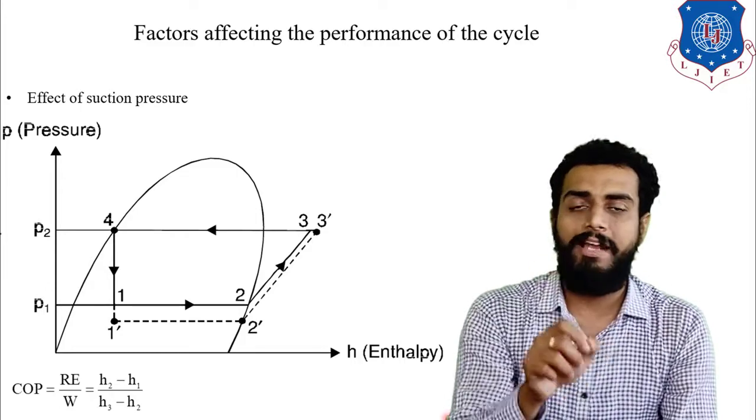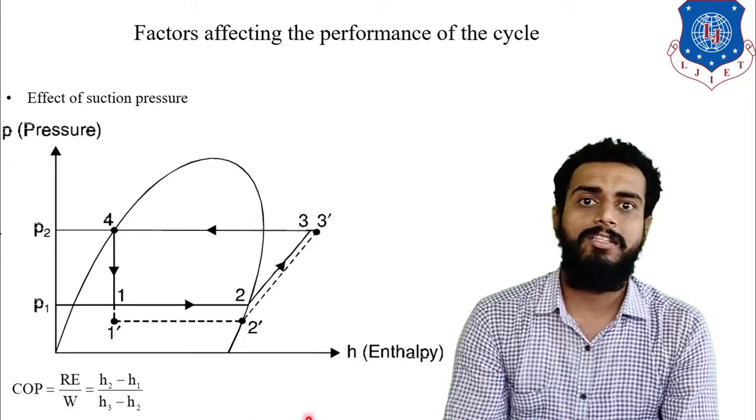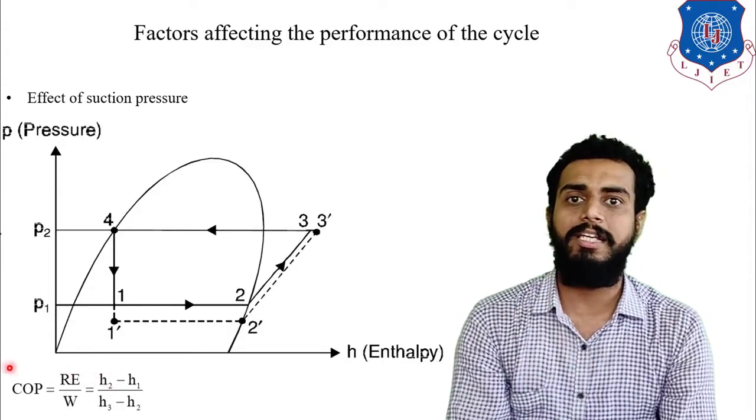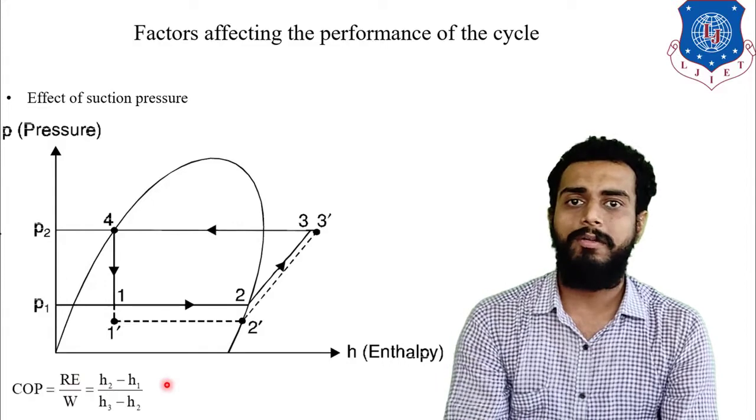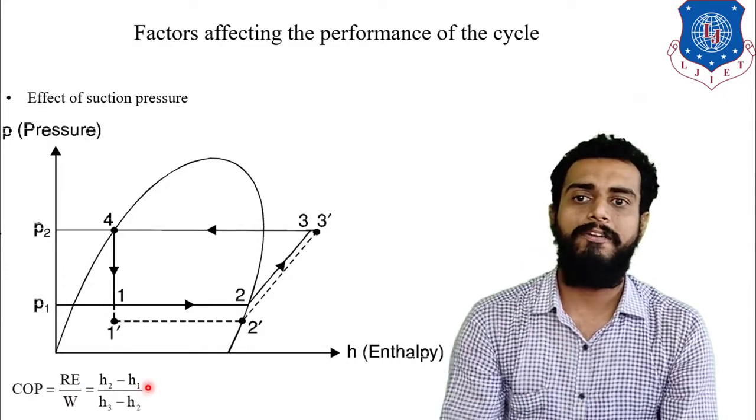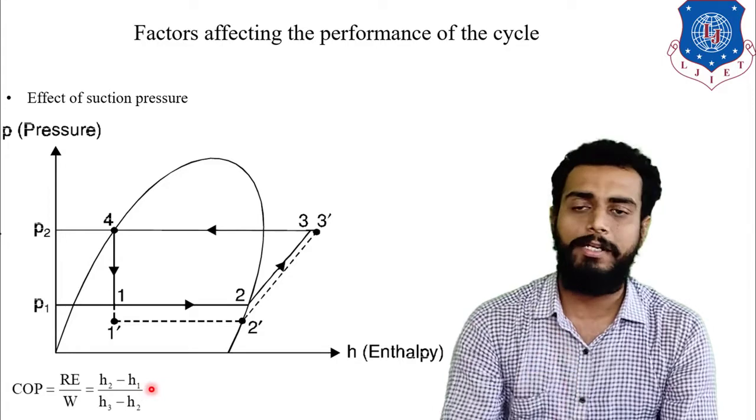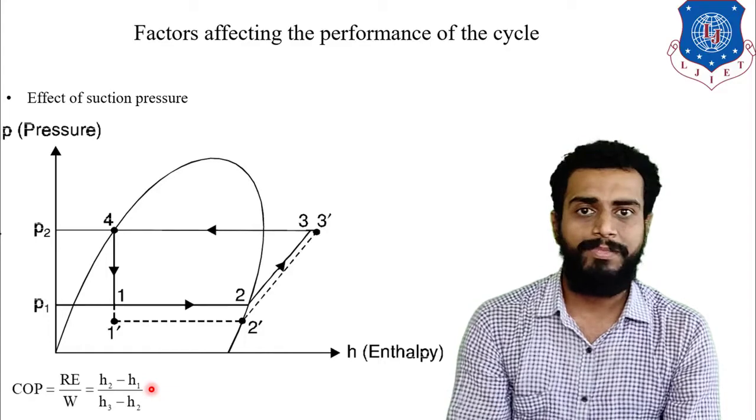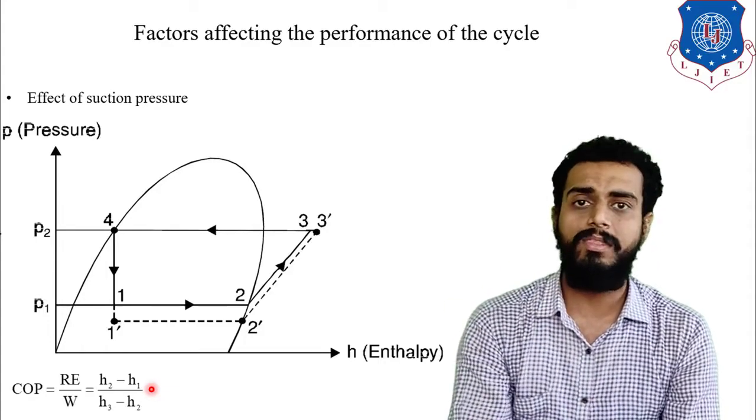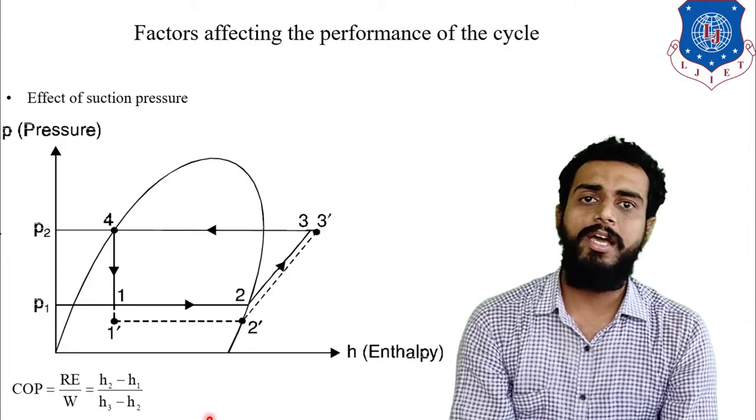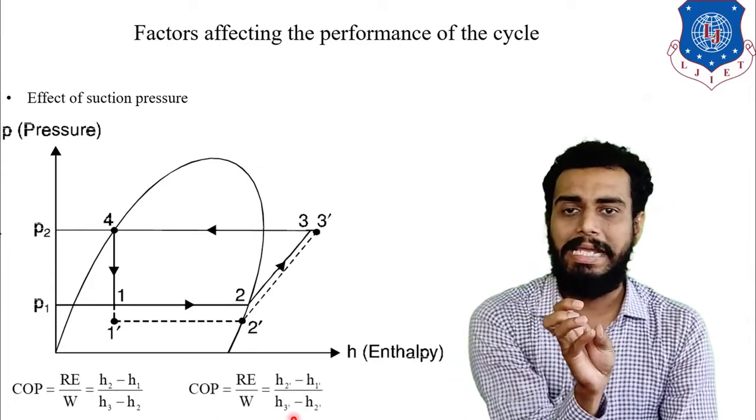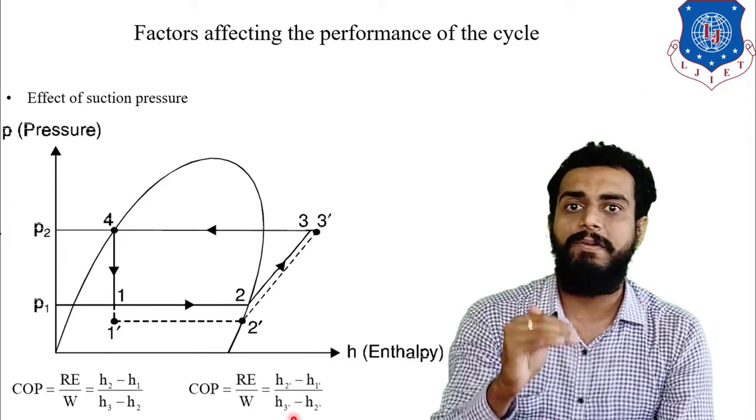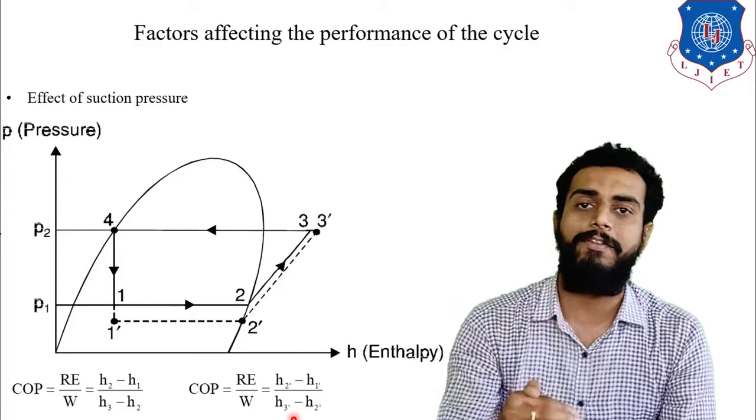Now in order to evaluate the performance of any VCR cycle, the parameter is COP, the coefficient of performance. You can observe on the screen that for the former cycle, when the pressure is not decreased, COP is equal to refrigerating effect upon work done, that is H2 minus H1 divided by H3 minus H2. Now for the revised cycle, the numerator has decreased and the denominator has increased. So the resultant COP will decrease, or the performance of the refrigerator will decrease.